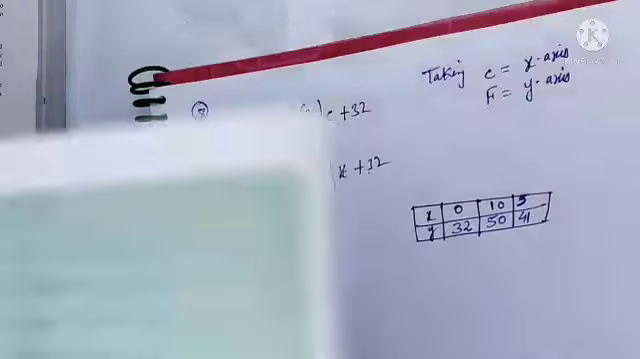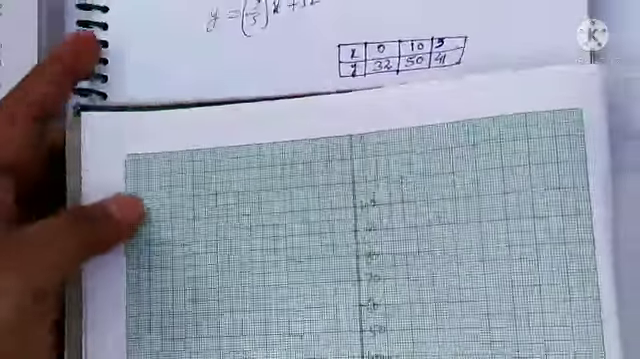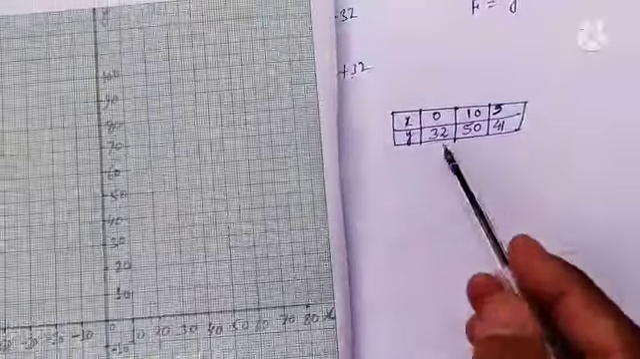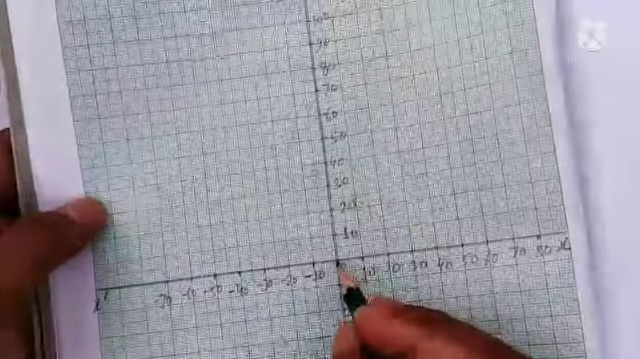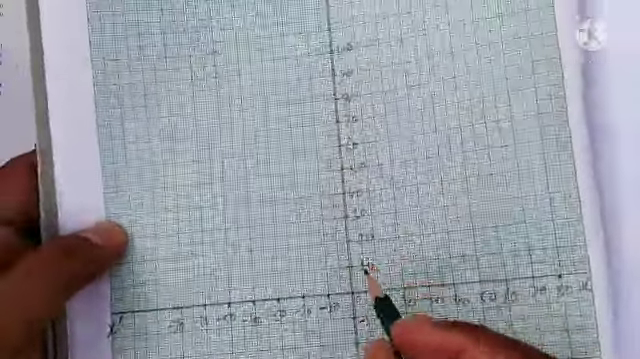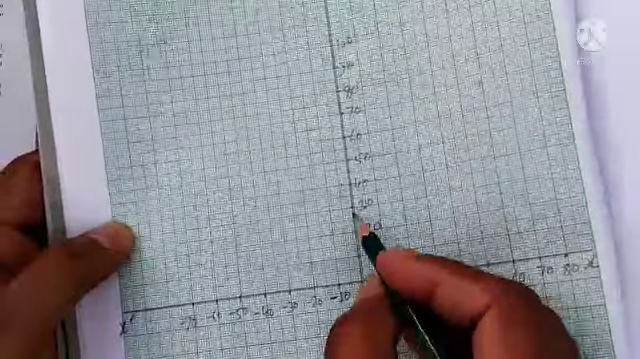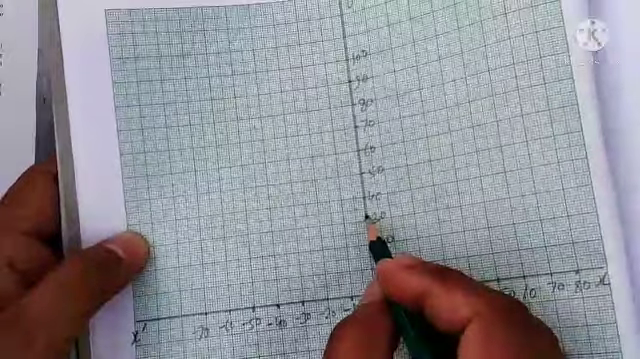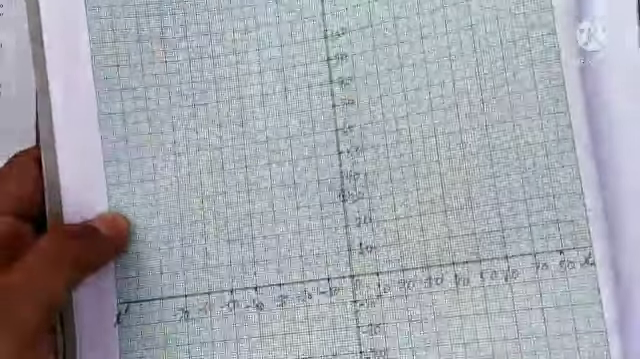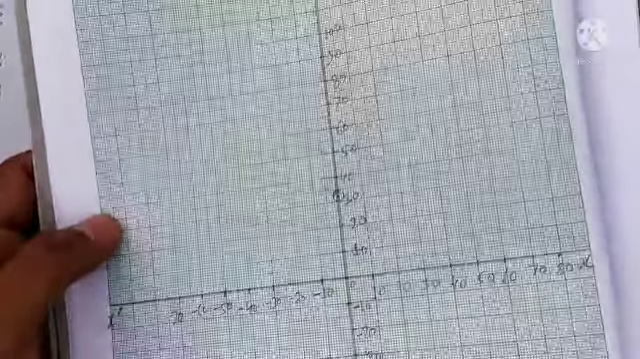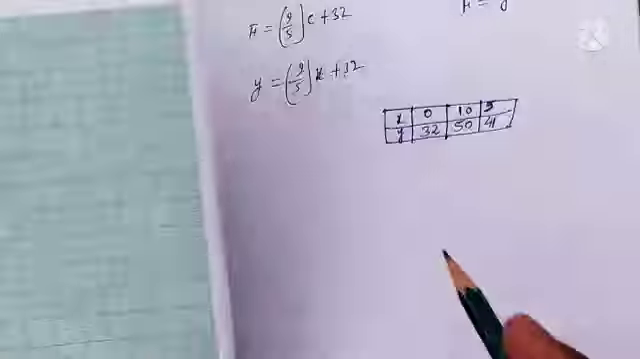See, this is a little bit difficult, but it is not impossible. How to draw? The first point is (0, 32). On the x-axis 0 and y 32. Where is 32? 10, 20, 30 and 32. This is the point we have taken here. We have taken 10 as the scale because the graph paper is not too big. First point we have taken.